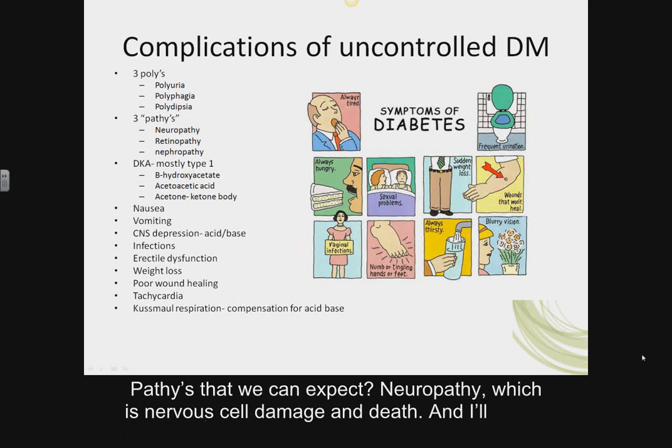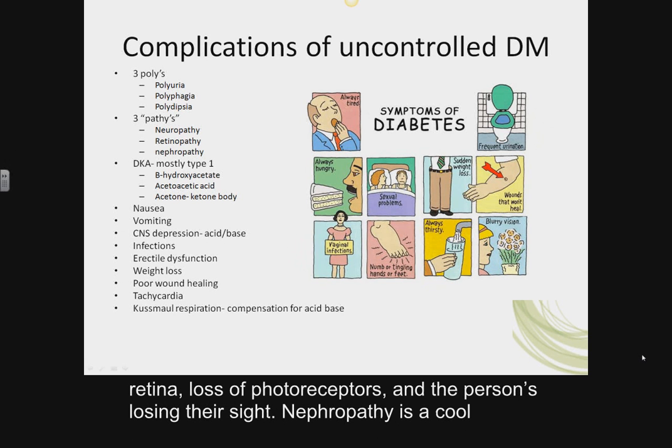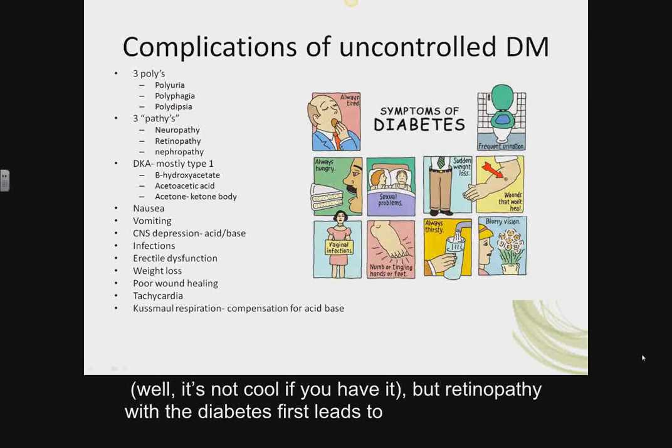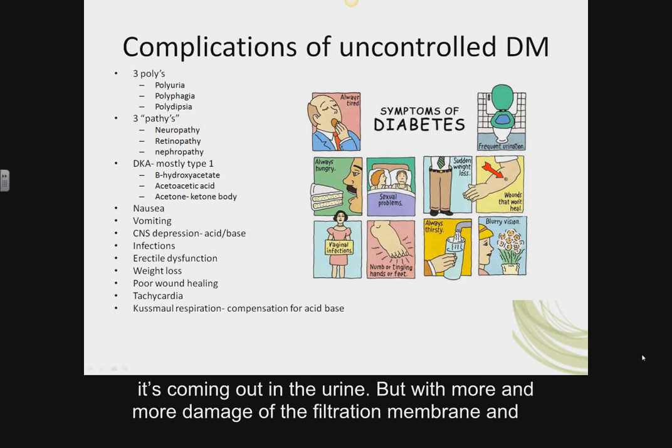Now, what are the 3 pathies that we can expect? Neuropathy, which is nervous cell damage and death, and I'll talk about that in a little bit. Retinopathy, where we're getting detachment of the retina, loss of photoreceptors, and the person's losing their sight. Nephropathy first leads to increased GFR with loss of plasma proteins.